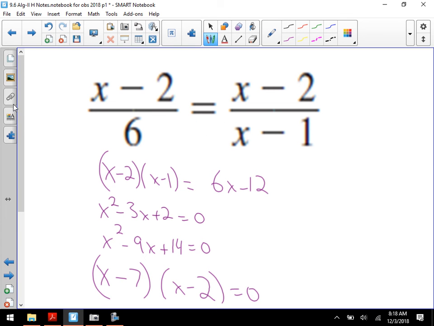Because in this case here, 2 would work. You just get 0 divided by 0 equals 0. It would be all right.